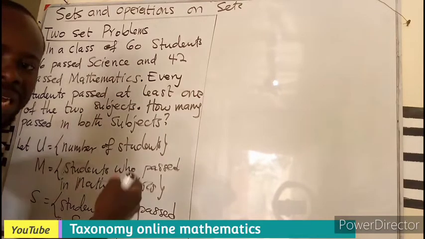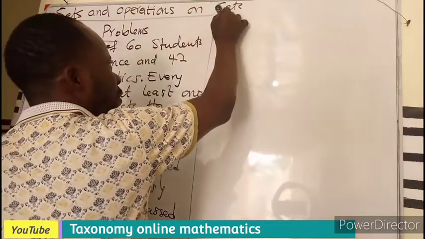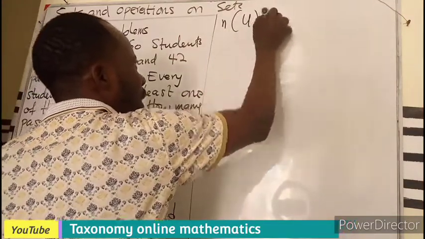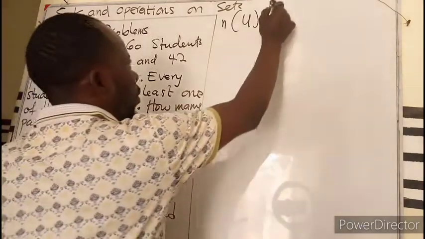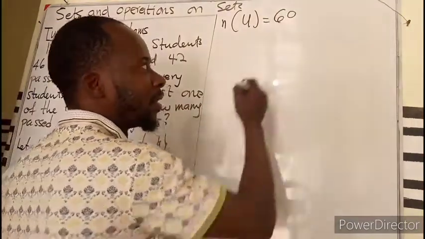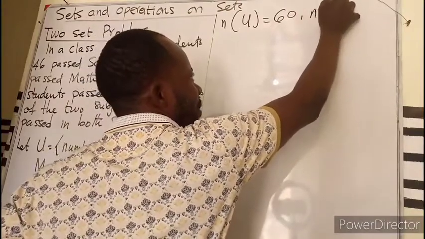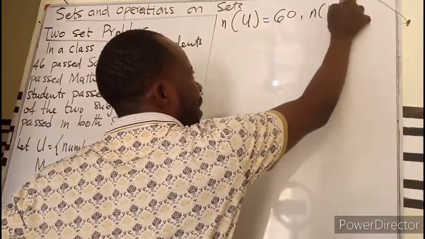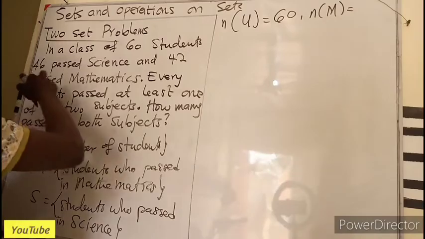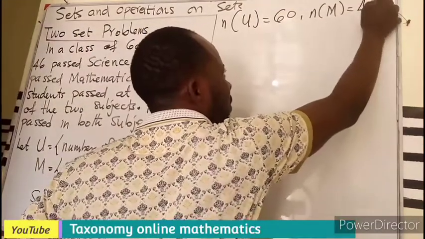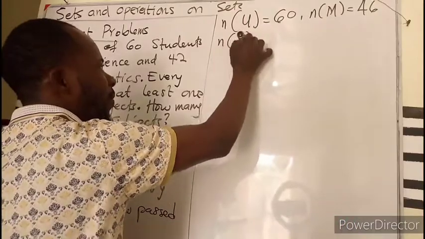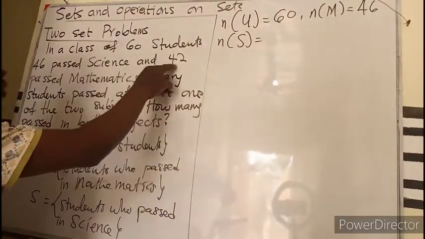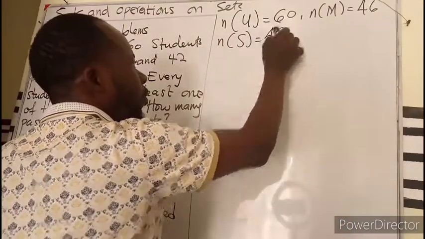What are the cardinal numbers? This is going to be the number of U. How many students are in the class? Total students, how many are they? We have 60. Then the number of mathematics, how many are they per the question? 46. Then we have the number of science, the second subset, to be 42.